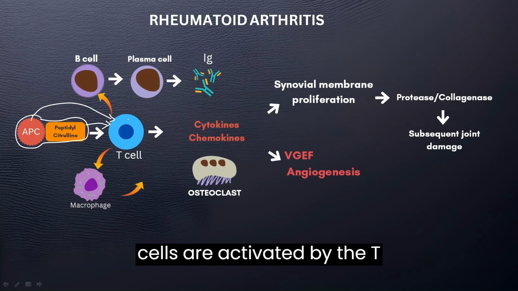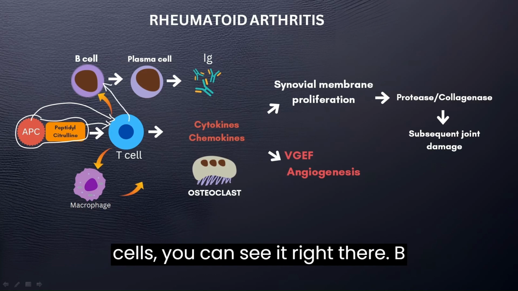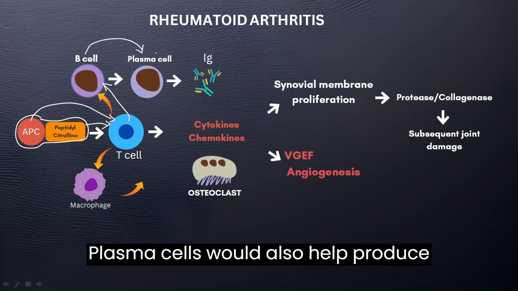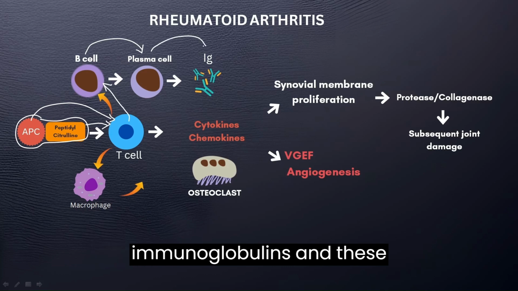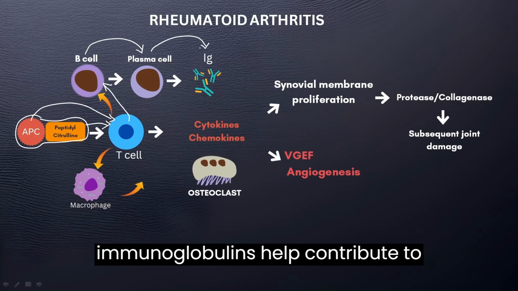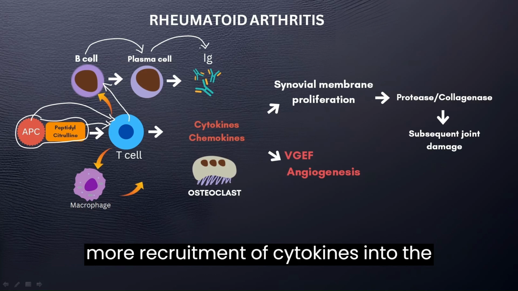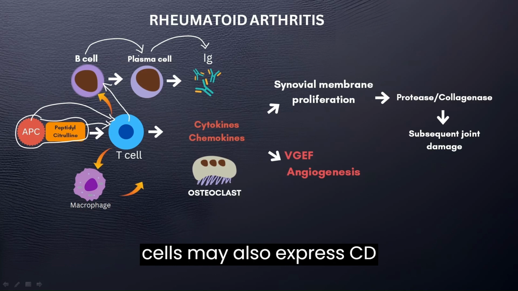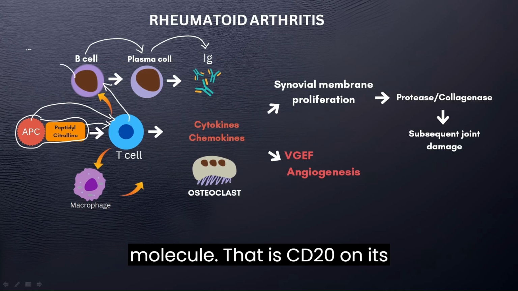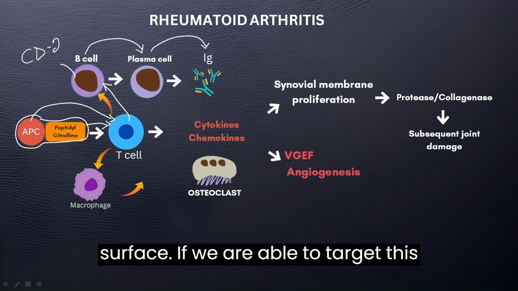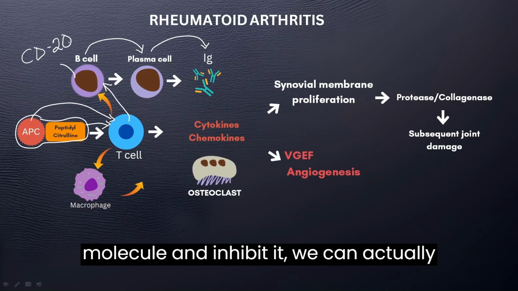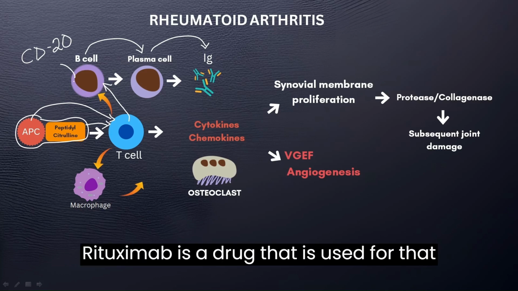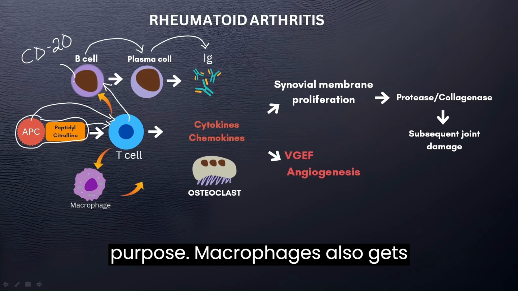When B cells are activated by the T cells, you can see it right there, B cells differentiate into plasma cells. Plasma cells would also help produce immunoglobulins, and these immunoglobulins help contribute to more recruitment of cytokines into the site of inflammation. So B cells may also express a CD molecule, that is CD20, on its surface. If we are able to target this molecule and inhibit it, we can actually inhibit the activity of B cells. Rituximab is a drug that is used for that purpose.